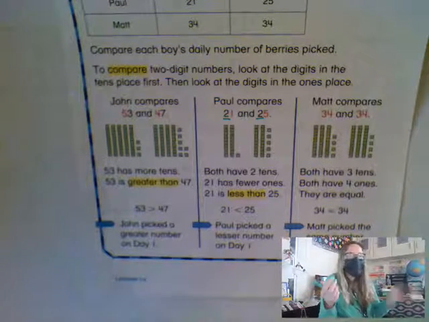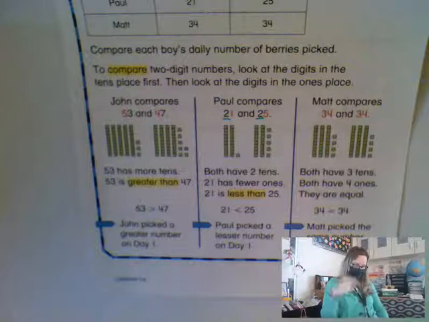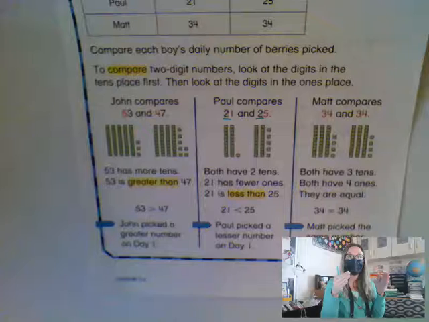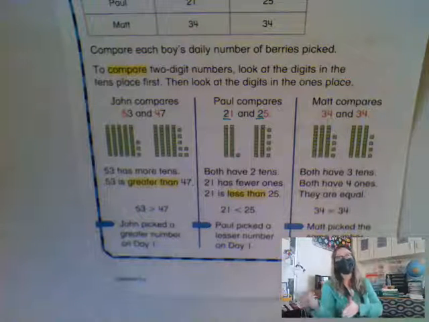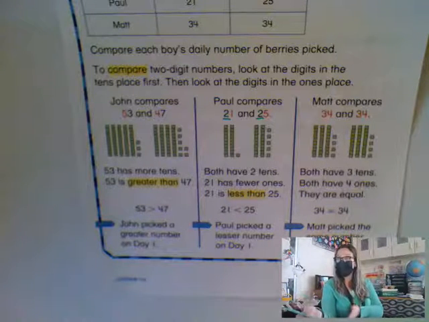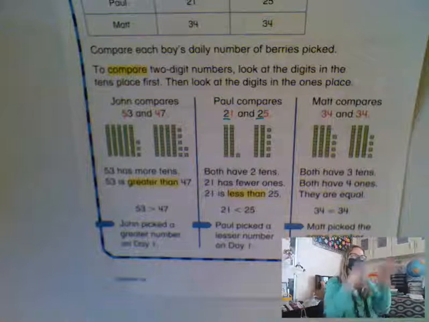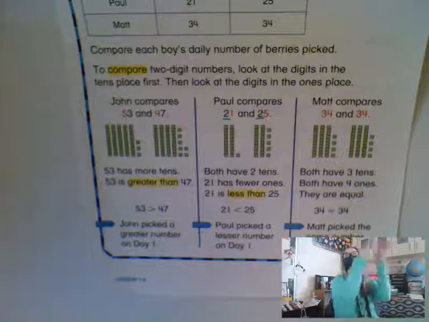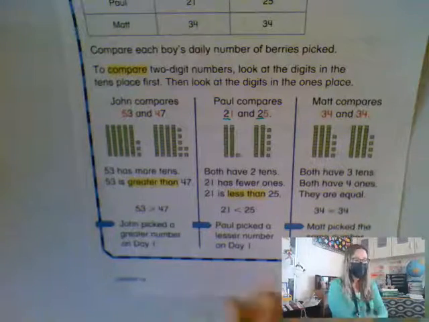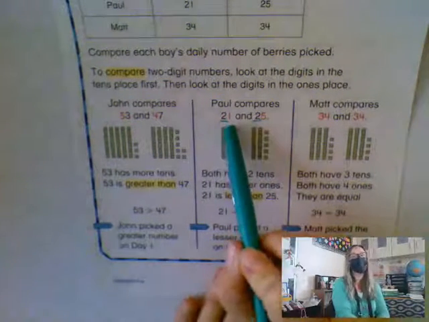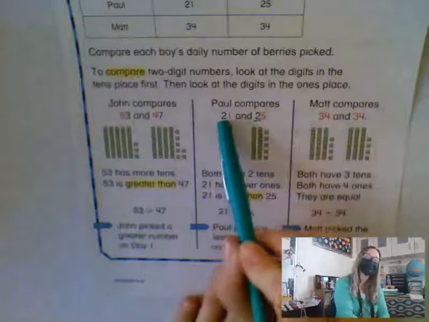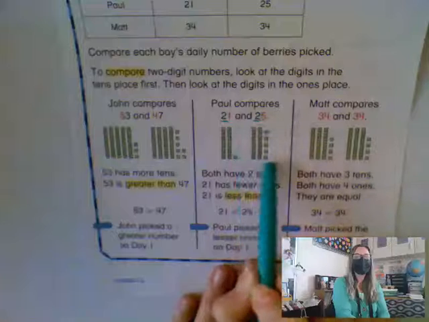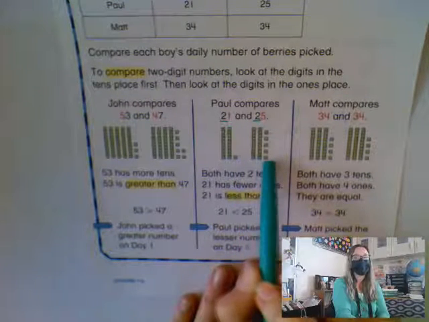Just like when we're doing ABC order, and if we get two words that start with the same letter, we have to go to the second letter to compare them. It's the same with our numbers. We start with the tens. If the tens are the same, we go to the next number. So in this case, now we're looking at a 1 and a 5. Dominic, which is bigger, a 1 or a 5? 5. So we know that Paul picked more berries on his second day.